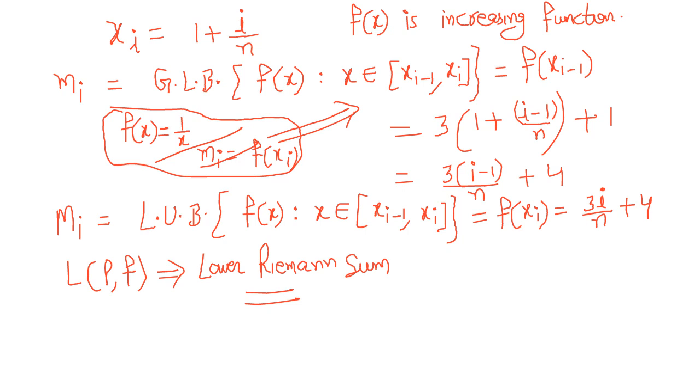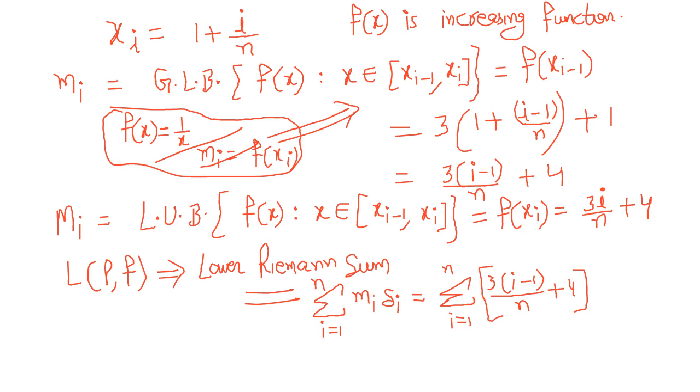Have you calculated the lower Riemann sum? That is summation i equal to 1 to n, small mi, that is your GLB, into delta, summation i equal to 1 to n, (3i minus 1) upon n plus 4 into 1 by n. Just provide me the result.